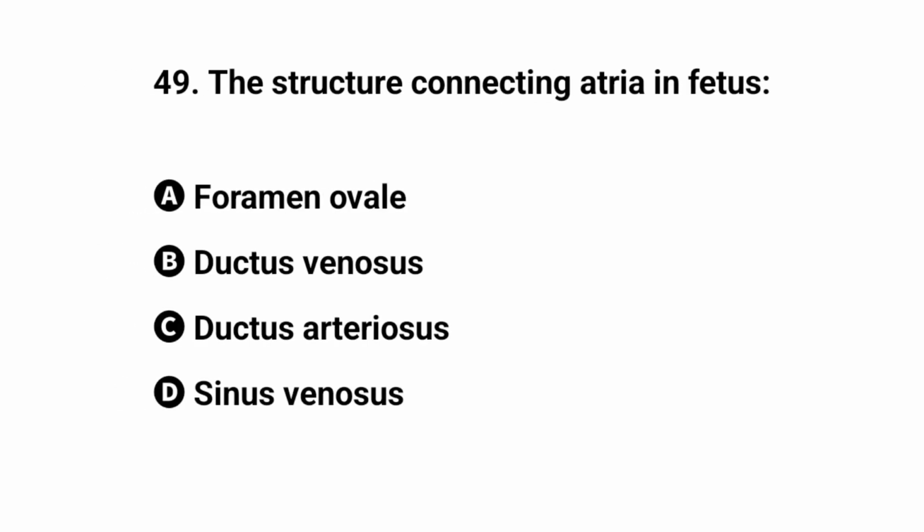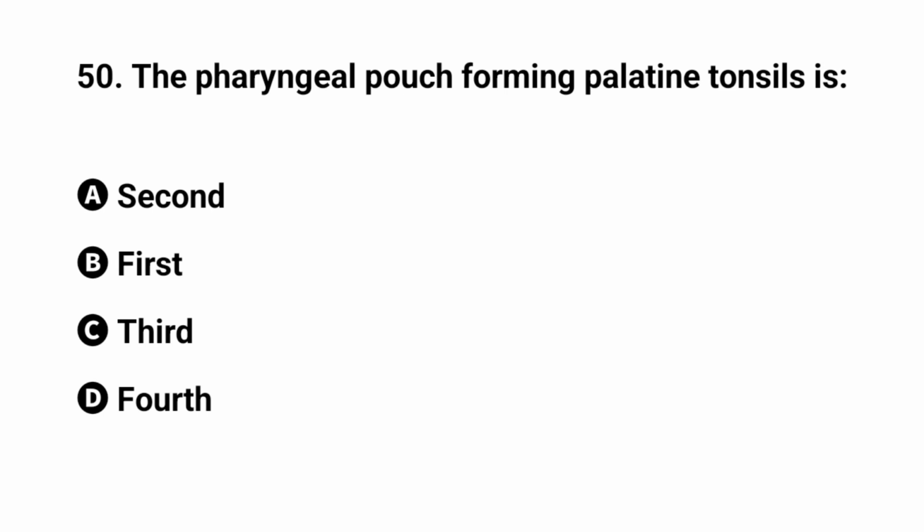Question number 49. The structure connecting the atria in the fetus is. The right answer is A. Foramen ovale. Question number 50. The pharyngeal pouch forming palatine tonsils is. The right answer is A. Second.